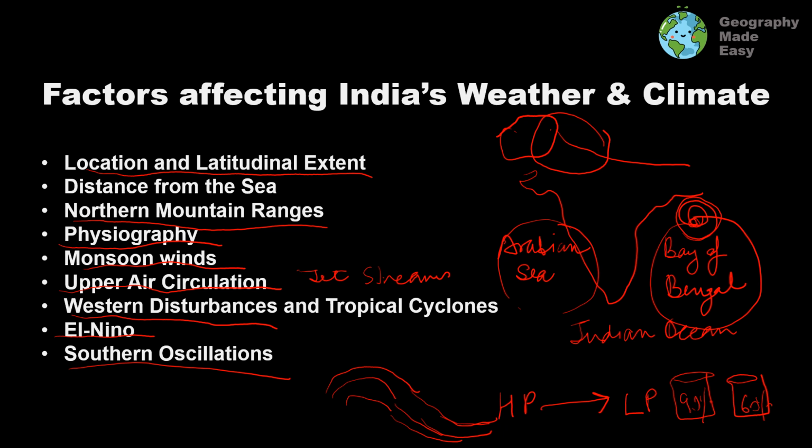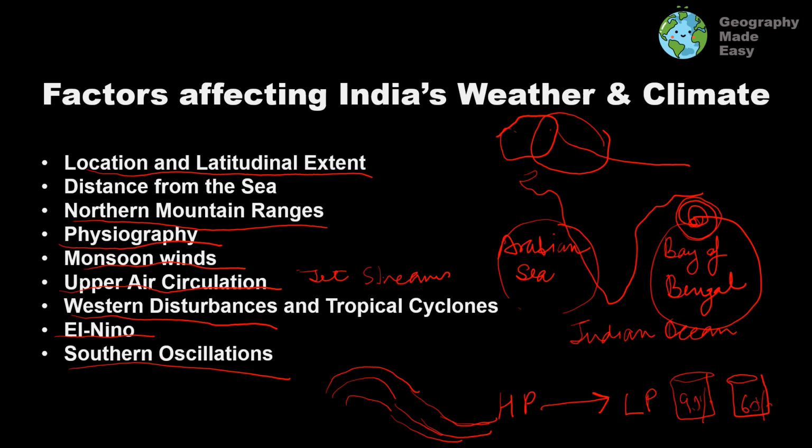So I don't want to go into too much detail about El Nino and southern oscillations here, because they are not too important. This question, if it comes, can come as a 5 mark or a 3 mark question. So the first few points itself are very important, and if they are explained properly, they should fetch you marks.